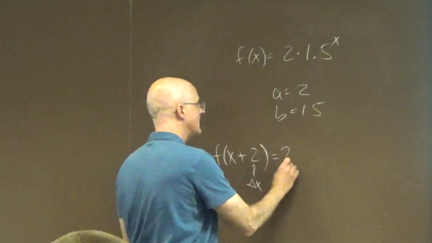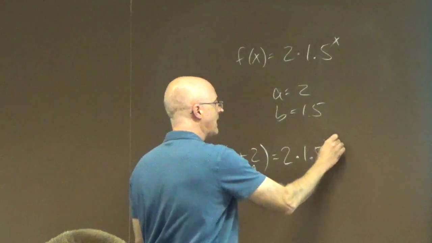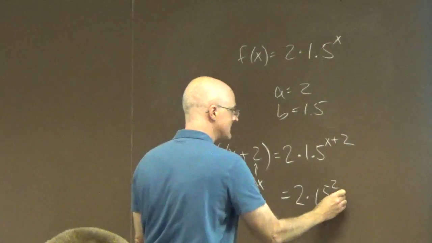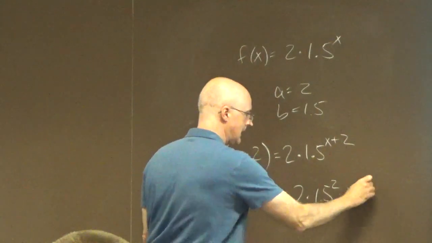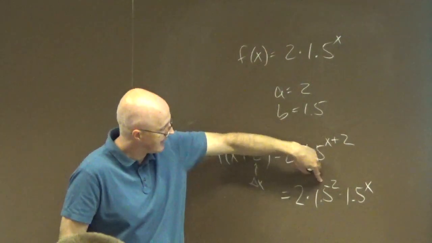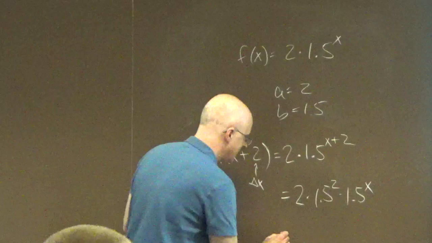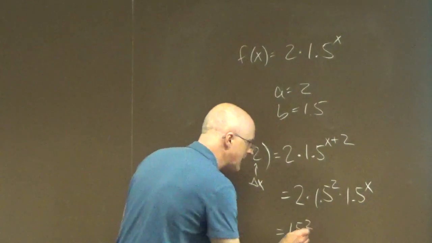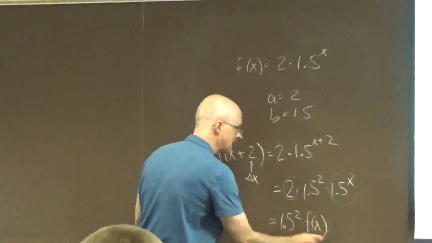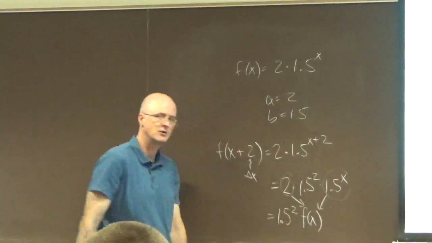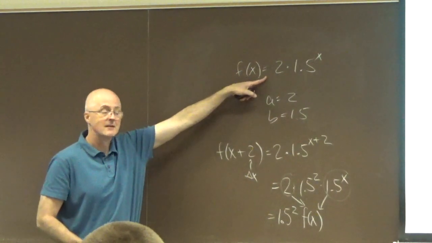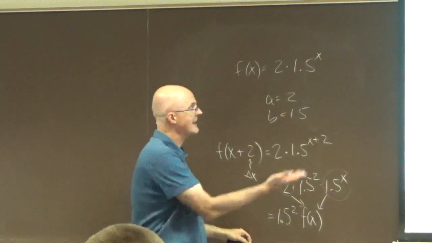What happens? By a property of exponents, this is the same as this. You can split 1.5 to the x plus 2 power into 1.5 squared times 1.5 to the x. Then you can bring that 1.5 out in front and combine these two things to say those two things are f of x. 2 times 1.5 to the x, because that's what f of x is. And that's what the graph is illustrating.